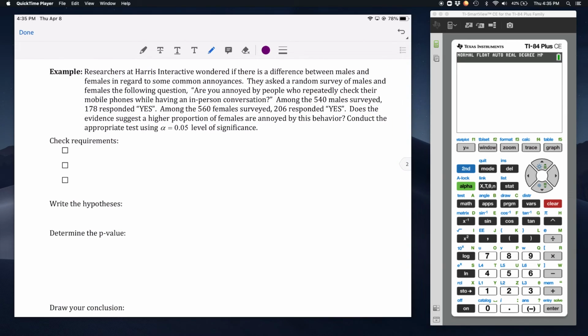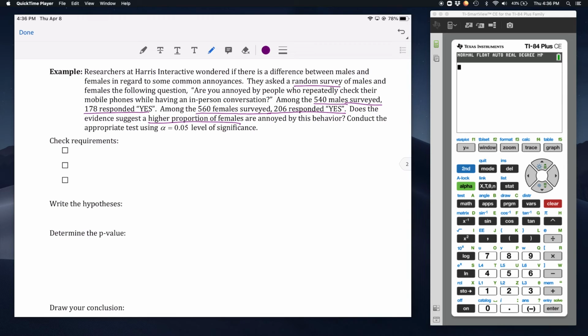Researchers at Harrison Interactive wondered if there's a difference between males and females in regard to some common annoyances. They conducted a random survey of males and females regarding the following question: Are you annoyed by people who repeatedly check their mobile phones while having an in-person conversation? Among the 415 males surveyed, 178 responded yes. Among the 560 females surveyed, 206 responded yes. Does this evidence suggest a higher proportion of females are annoyed by this behavior? Conduct your hypothesis test using alpha equal to 0.05.